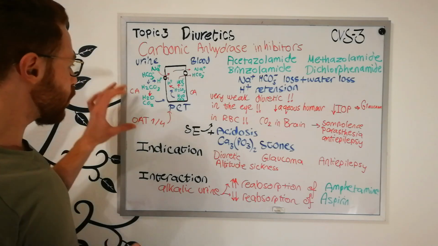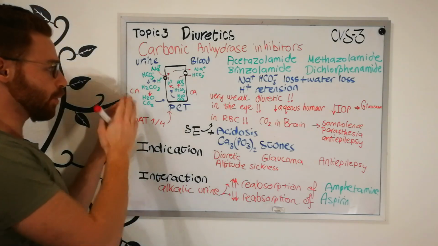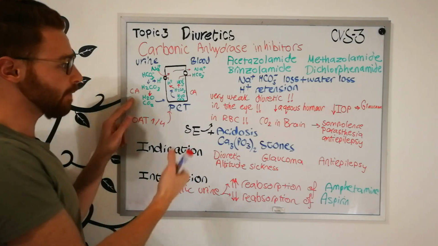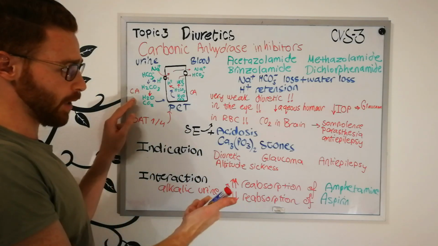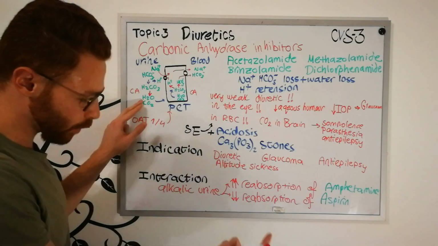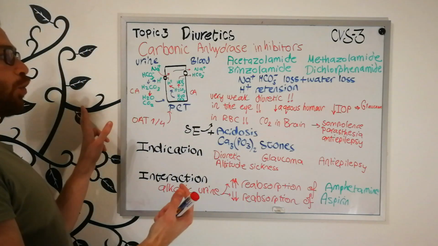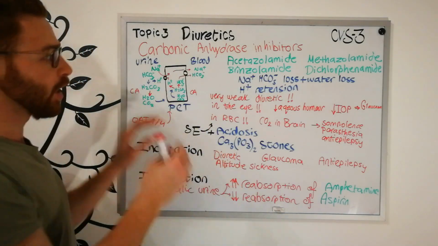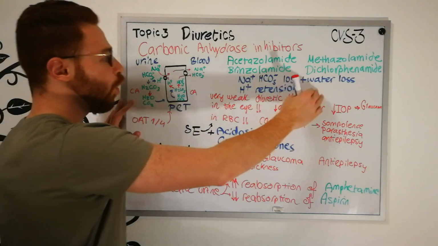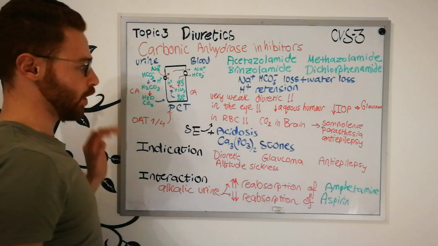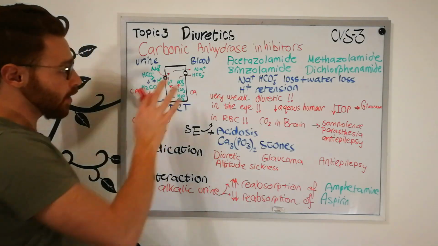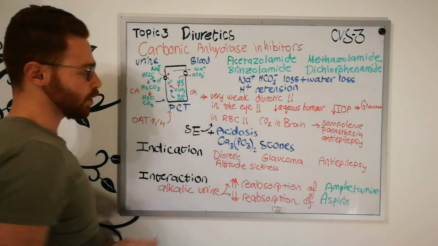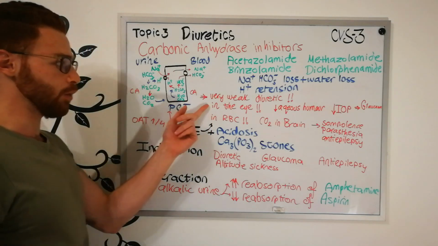Because the carbonic anhydrase net result was basically increasing the absorption of the sodium and the bicarbonate and consequently the water and the loss of the protons, right? Now when we apply these drugs, the opposite is going to happen. Sodium bicarbonate loss, water loss, but proton retention. Okay, these guys are considered very weak diuretics. This is important. Why are they considered very weak diuretics?